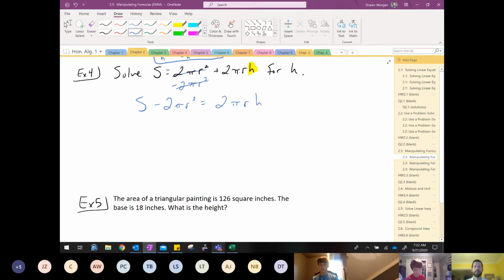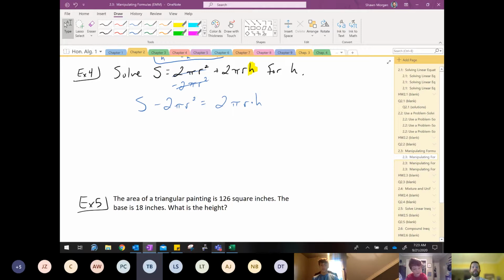What about getting h by itself now? What should I do to both sides to finish isolating h? What do you think, Tiago? Tiago, I hear you. Go ahead and talk, buddy. Divide by 2 pi r.